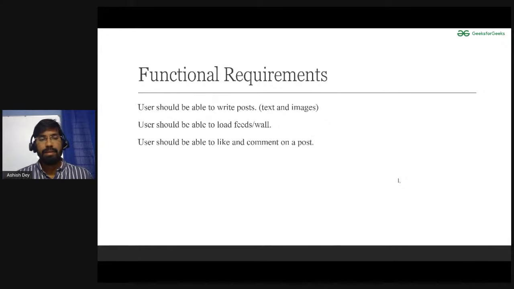Now, the user should be able to like and comment on a post. That's obvious, and one of the very critical and important features of Facebook, right? A user should be able to write and comment on a post.